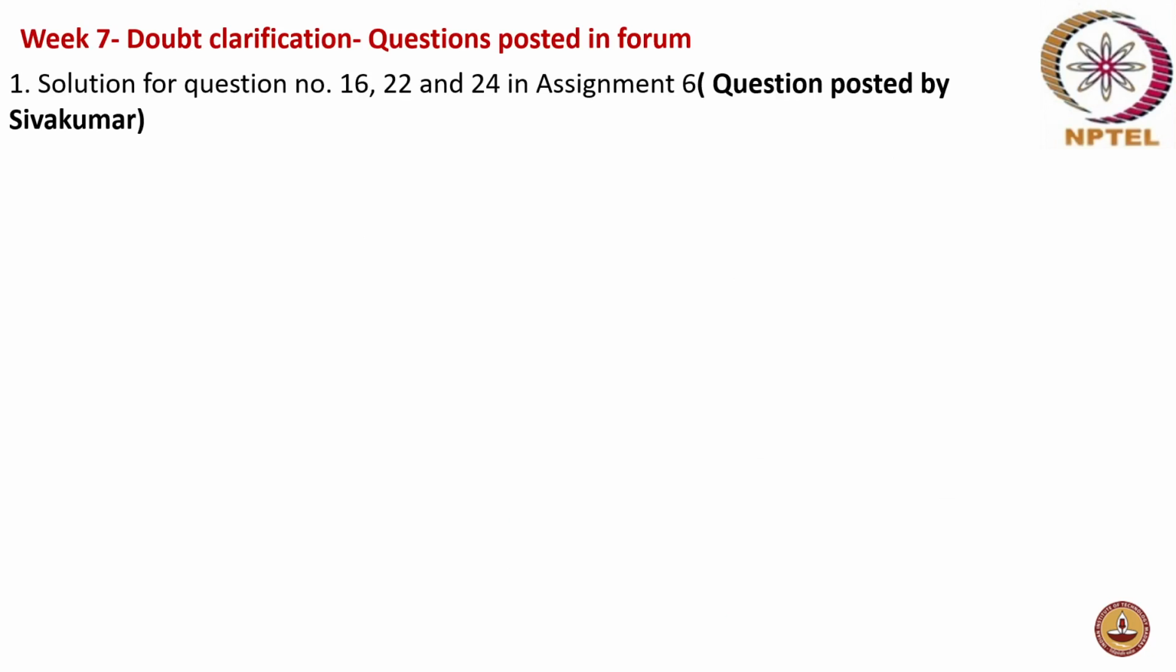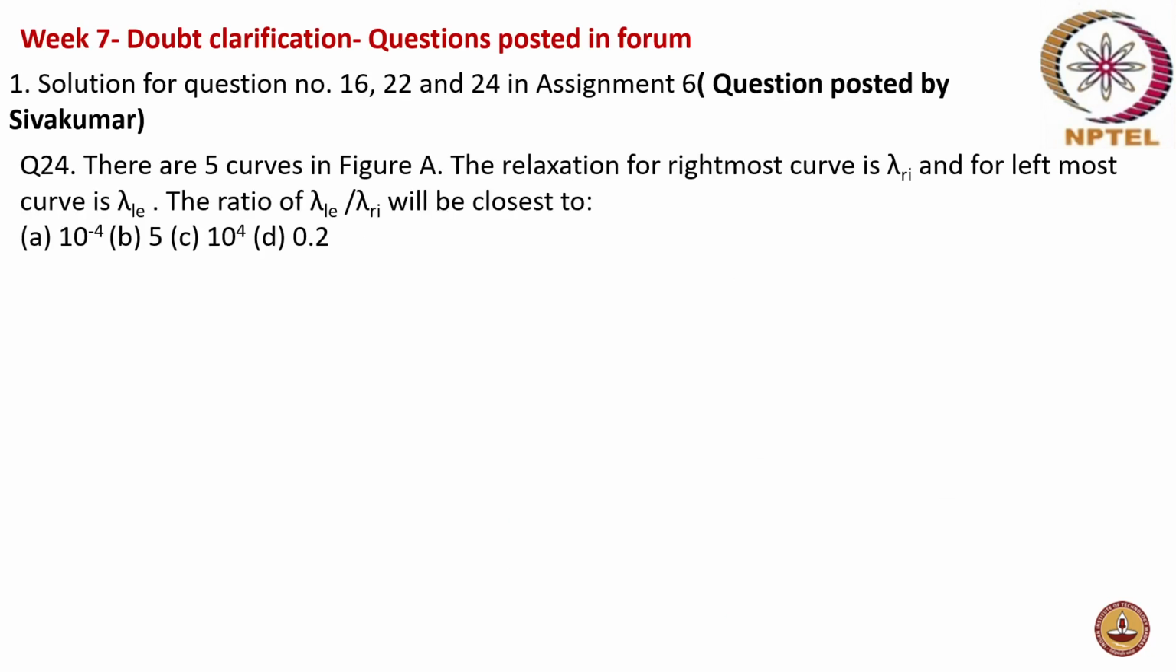And then what happens to your question number 24? In question number 24, what they have asked: there are 5 curves in figure A. The relaxation time for the rightmost curve is lambda Ri and for the leftmost curve is lambda Le. So what is the ratio of lambda Le to lambda Ri? Will it be closest to 10 power minus 4, 5, 10 power 4, or 0.2?